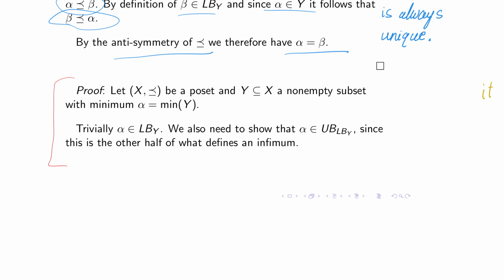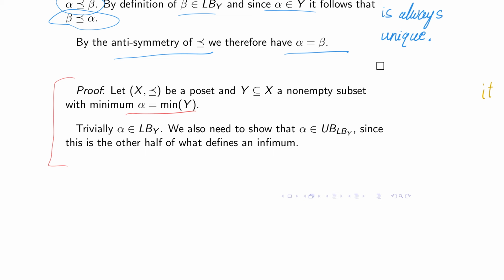What we're showing here and on the next slide is the proof that if anything is a minimum, and of course there will be a dual for a maximum, but here we'll talk about if alpha is a minimum of some set, or the minimum, we can now say, because we now know that they're unique. So if alpha is the minimum of Y, then alpha is the infimum of Y. That's what we're proving here.